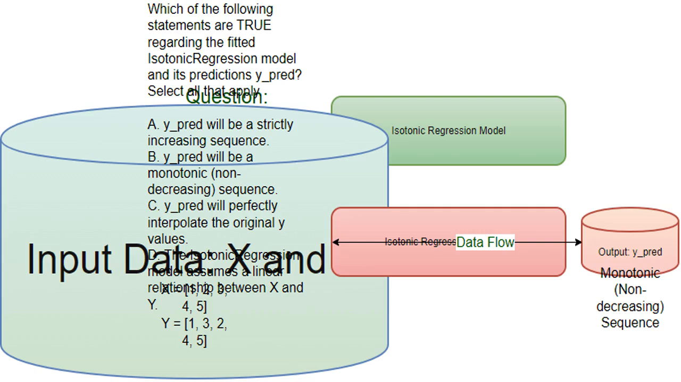I'm looking at the input data for the isotonic regression model. X represents the predictor variable, and Y represents the response variable. I see X as 1, 2, 3, 4, 5, and Y as 1, 3, 2, 4, 5. Notice that Y is not strictly increasing. It dips from 3 down to 2 before increasing again.